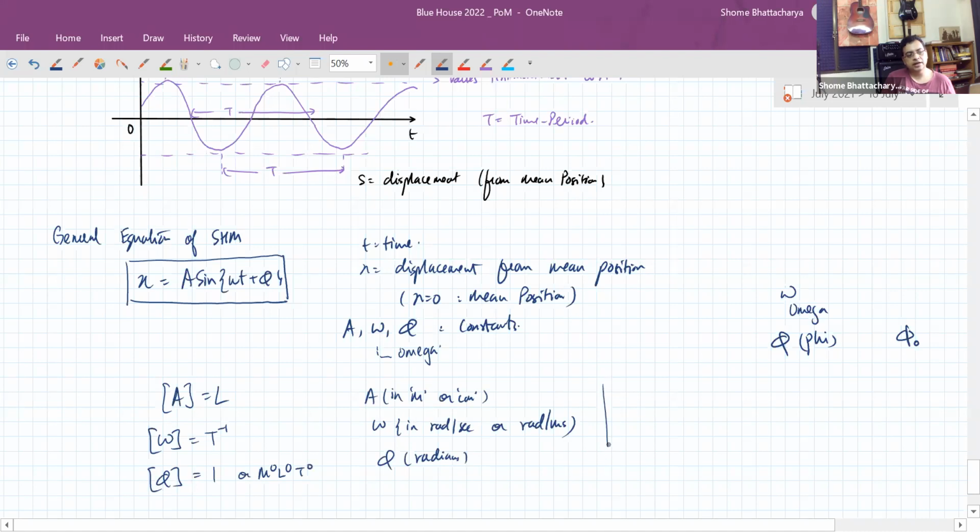So we can also see that mod x varies between 0 and A. So A is the maximum displacement from mean position. Or you can even call it the maximum distance, because it's the magnitude of displacement from mean position. So that is why A is called the amplitude.